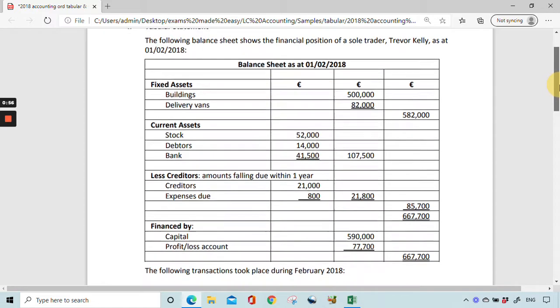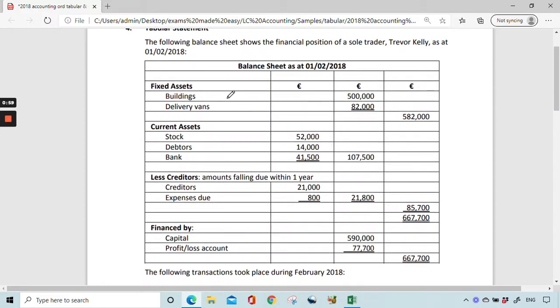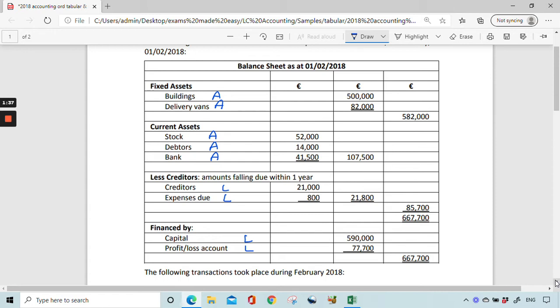The first thing I need to mark up here is whether everything is an asset or a liability. Fairly obvious: buildings, asset; delivery vans, asset; stock, asset; debtors, asset; bank, asset. Next, liabilities. Creditors, liability; expenses due is a liability. Also, the capital figure and the profit and loss figure are liabilities as well. We have that marked, then we will look through the transactions.